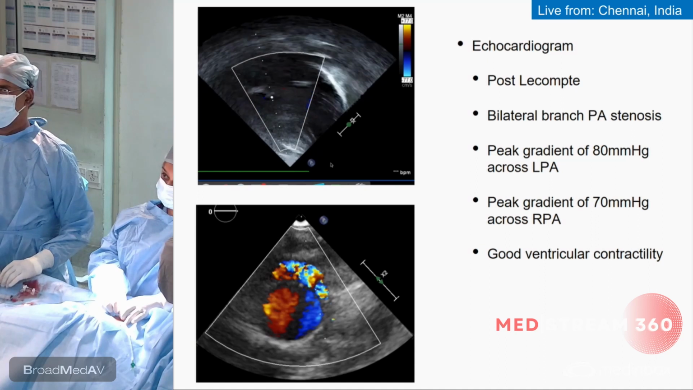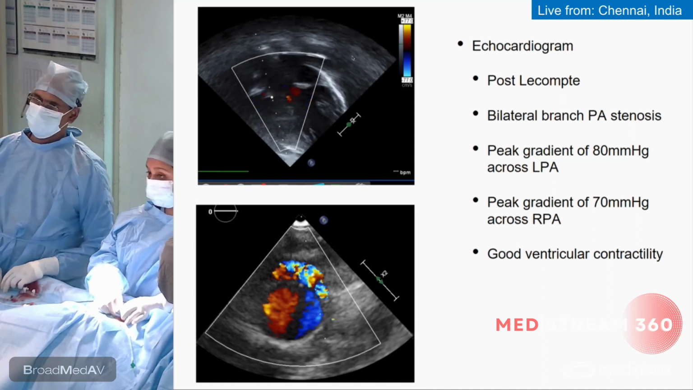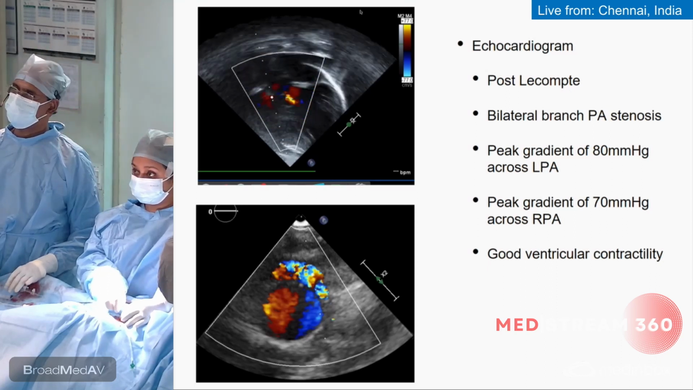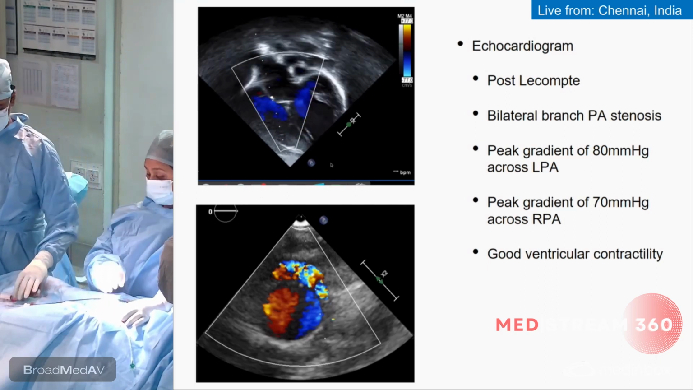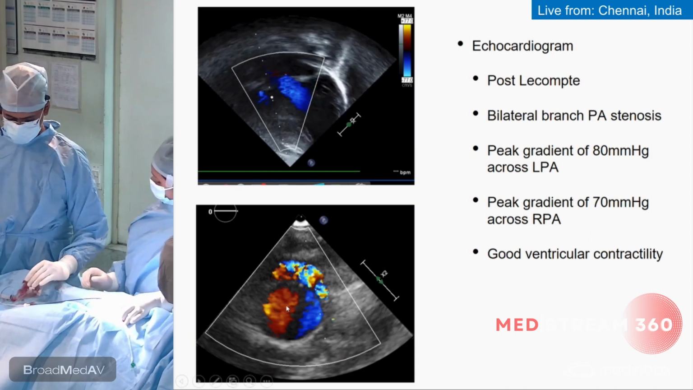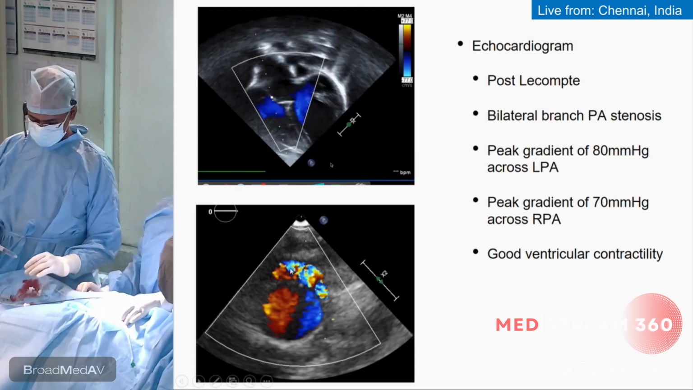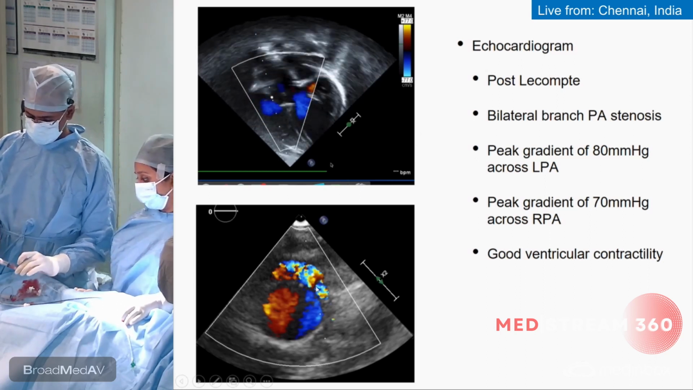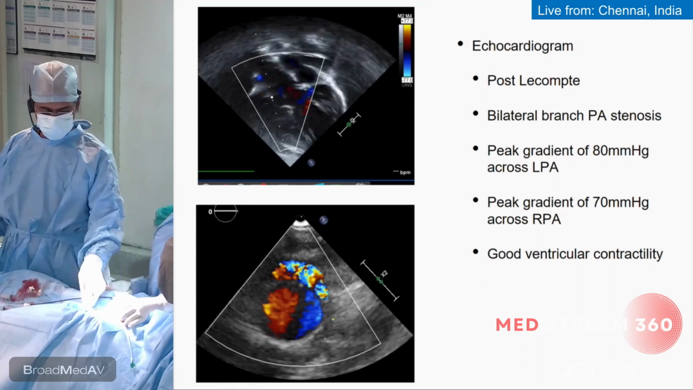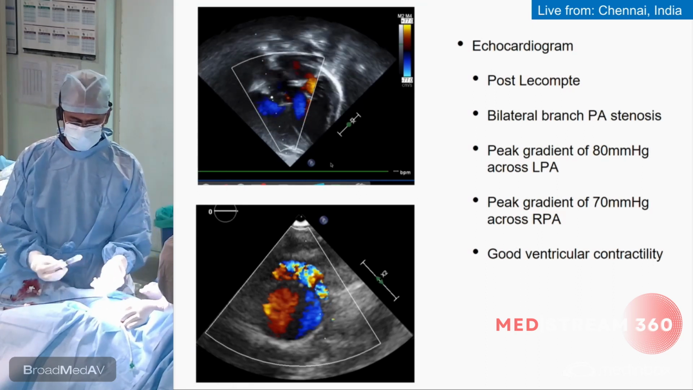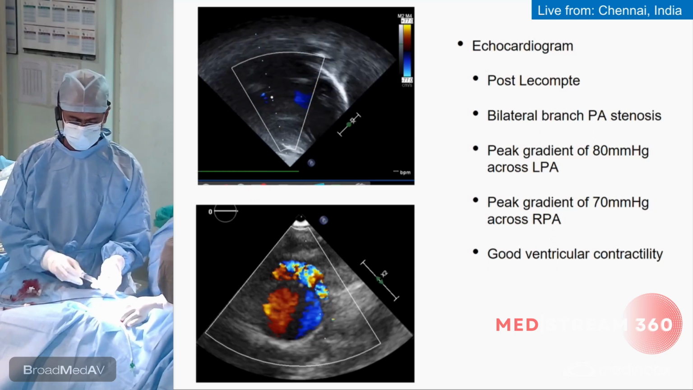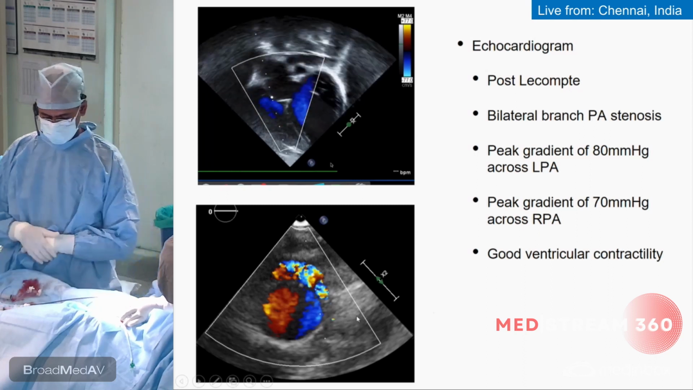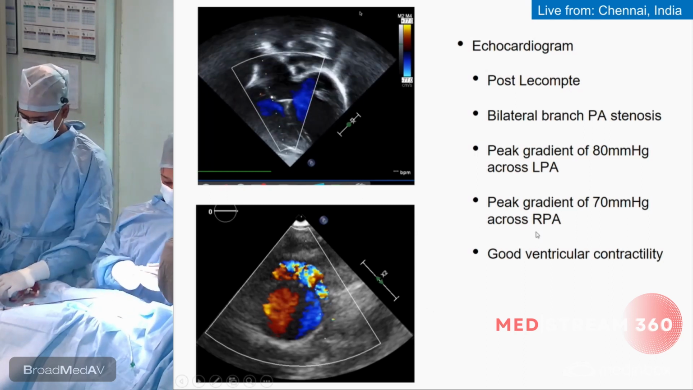Echocardiography. In a patient who has undergone an arterial switch operation, post-Lecompte, the imaging of the branch pulmonary arteries becomes difficult. Here we can see a frozen image. This is the aorta and this is the anterior MPA, and this is the origin of the branch PAs, but it's difficult to image because it is completely anterior and they are difficult to image by echocardiography alone. However, we could find a gradient of 80 millimeters of mercury across the LPA and 70 across the RPA by echocardiography.